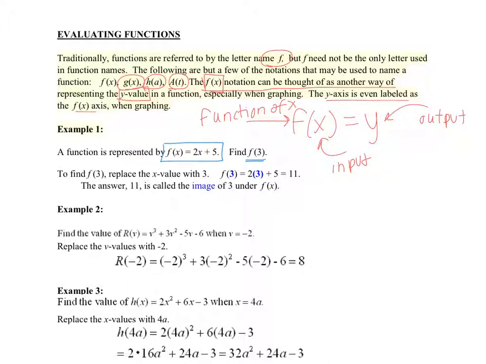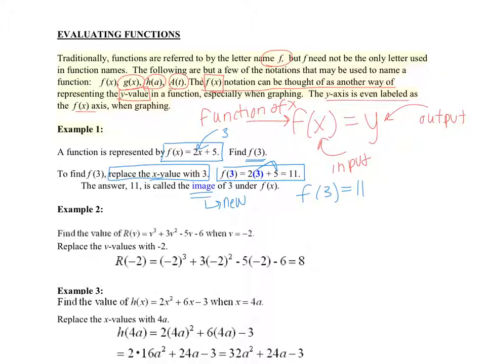So in order to do that, we just replace the x value with 3. Okay, so now we have f of 3 equals 2 times 3 plus 5. So in this spot for the x, I put a 3. And I either do it in my head or I use a calculator and I find out that f of 3 is equal to 11. The answer 11 is called the image of 3 under f of x. So image is the new value. Just like you learned back in geometry, image is the new value.